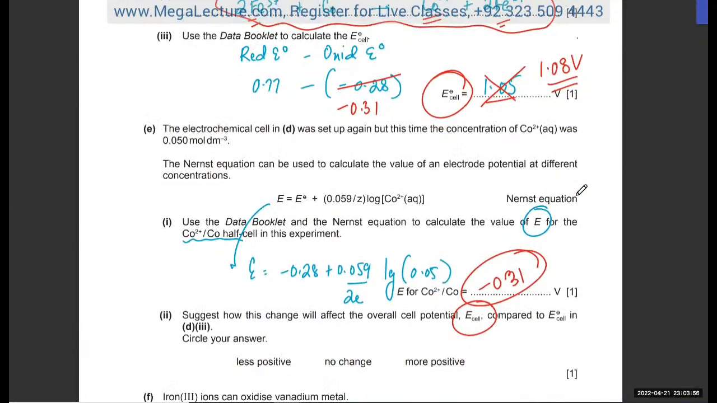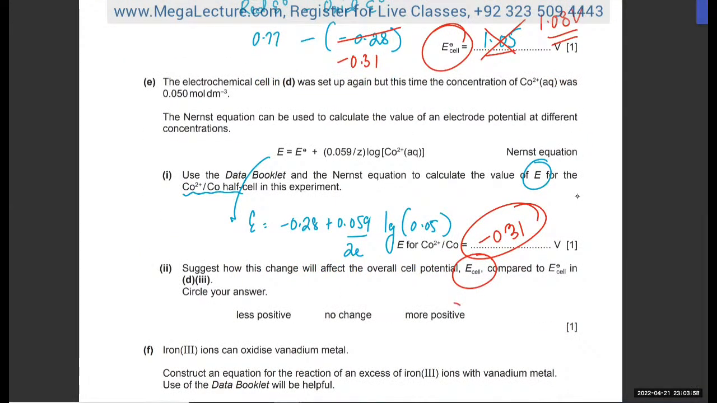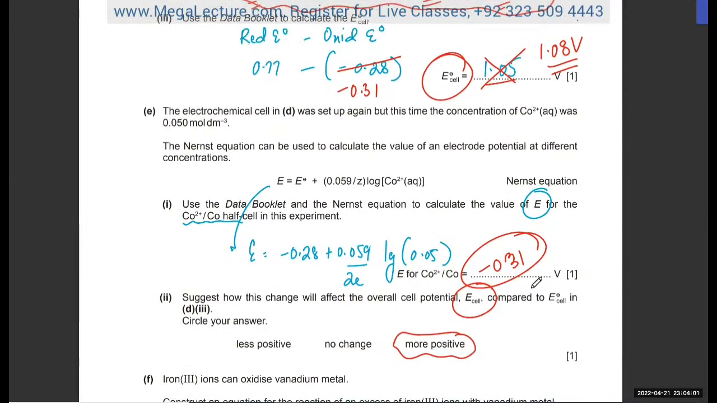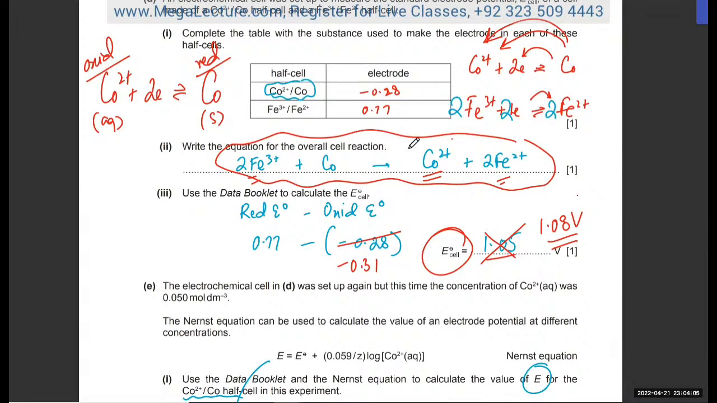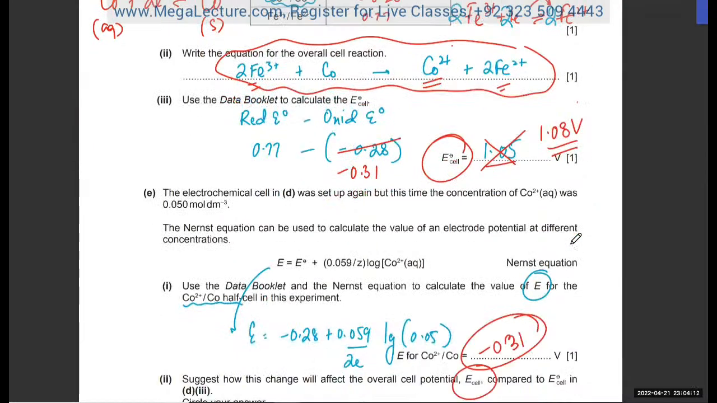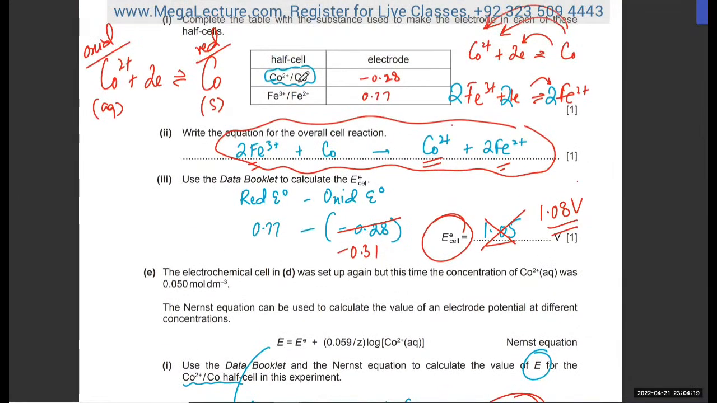Is that clear? Yes, sir. So just remember, be careful. He wasn't talking about the cobalt electrode. He was talking about the overall E0 cell. So if you plug in the new value, it becomes more positive. Clear? If he was talking about the half cell, then it would have become more negative. It is becoming more negative.